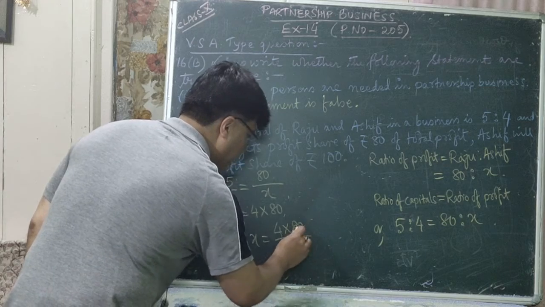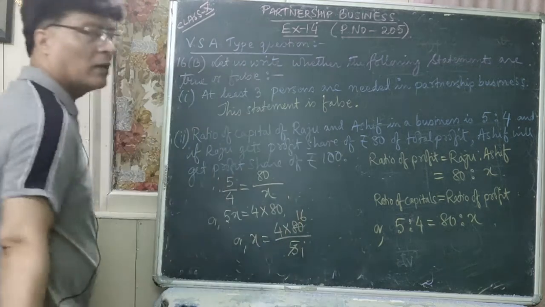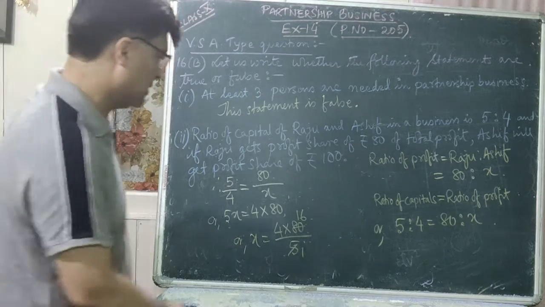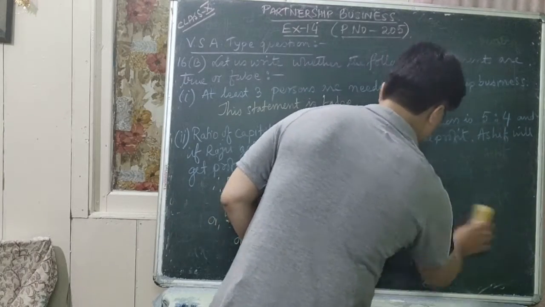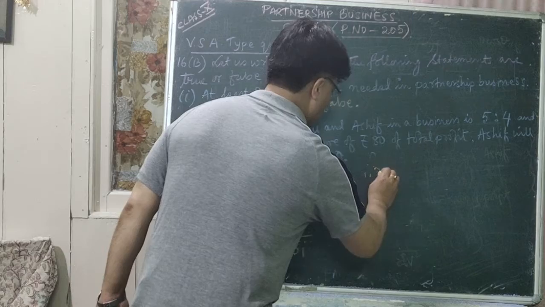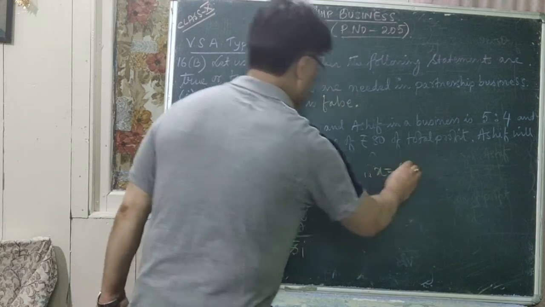5 ones are 5, 5 sixes are 30. So 16 fours are what? 16 fours are 64. So x is equal to 64.